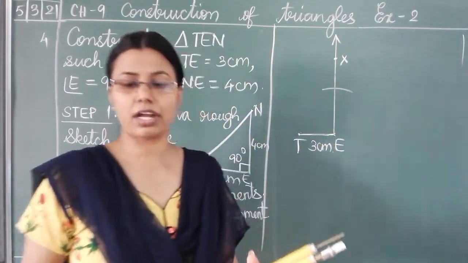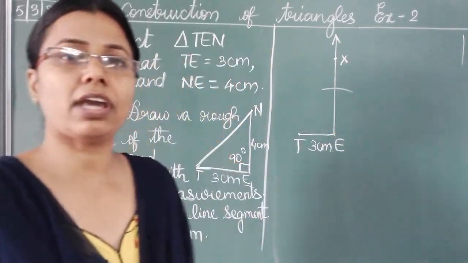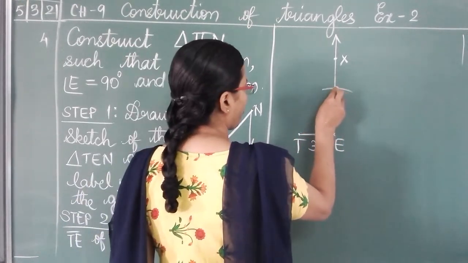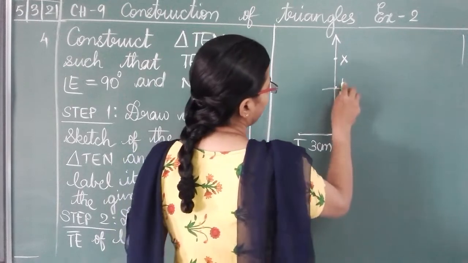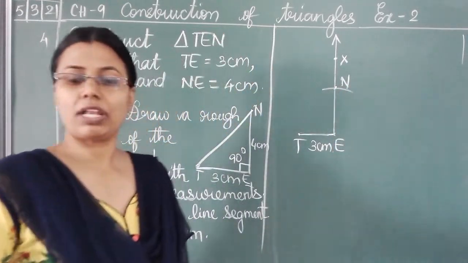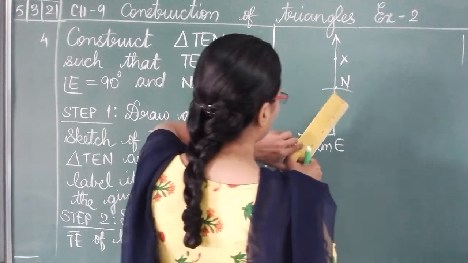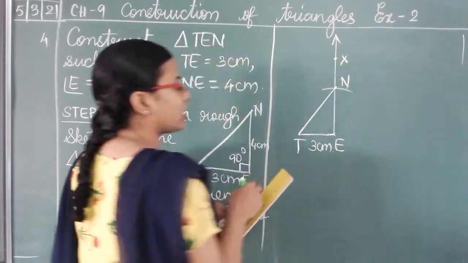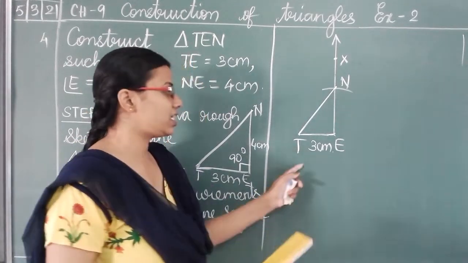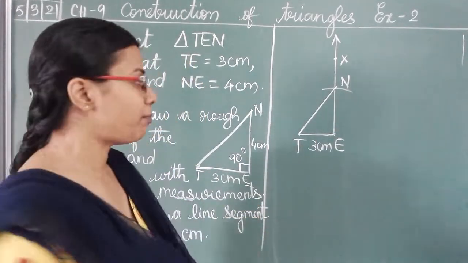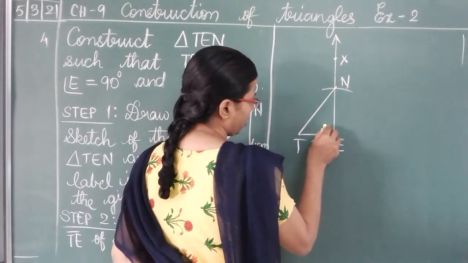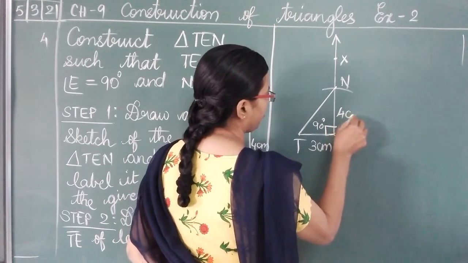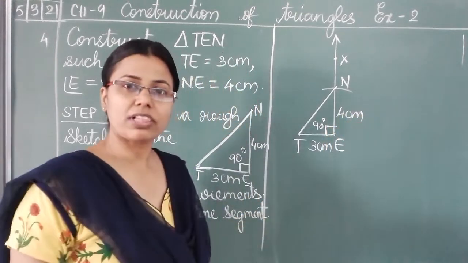Okay, an arc is cut and the point where the arc and the ray EX are meeting, this point is called the vertex N. Now the last step is join NT or TN, and this is the required triangle TEN. Some measurements that we need to write are, this is 90 degrees and this part is 4 centimeters. Understood all this, children?